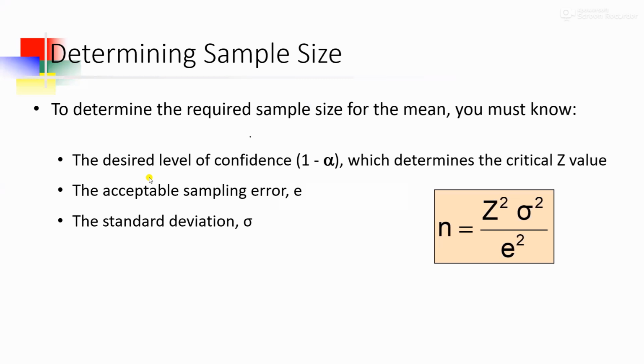So to determine the required sample size for the mean, you must know the desired level of confidence, 1 minus alpha. From this, we can determine the critical value Z using the table. Then the acceptable sampling error, and then the population standard deviation. If we know these 3 facts, then we can find the sample size. After deciding that sample size, we can collect the related information and estimate our mean value.